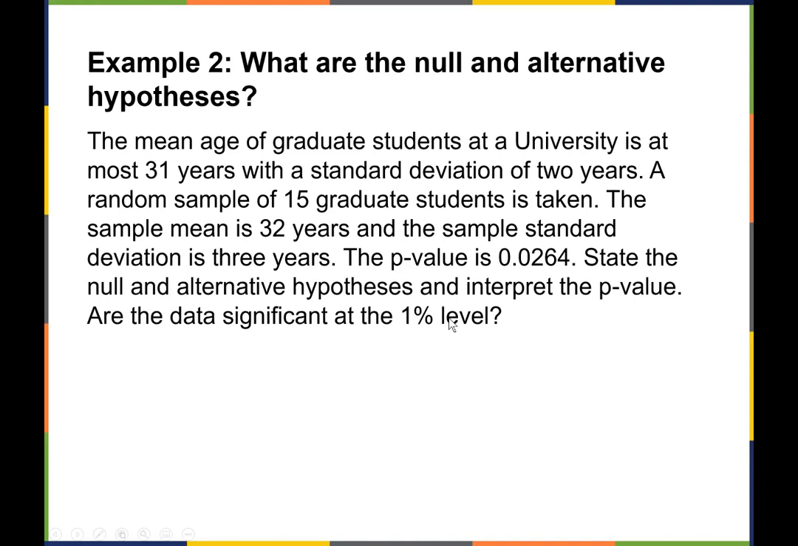All right, let's do another example. The mean age of graduate students at a university is at most 31 years, with a standard deviation of 2 years. A random sample of 15 graduate students is taken. The sample mean is 32 years, and the sample standard deviation is 3 years. The p-value is calculated to be 0.0264. For this example, you're going to state the null and alternative hypotheses and interpret the p-value. Are the data significant at a 1% level?